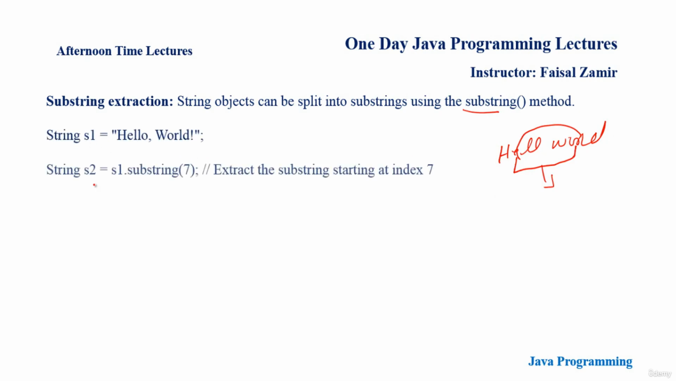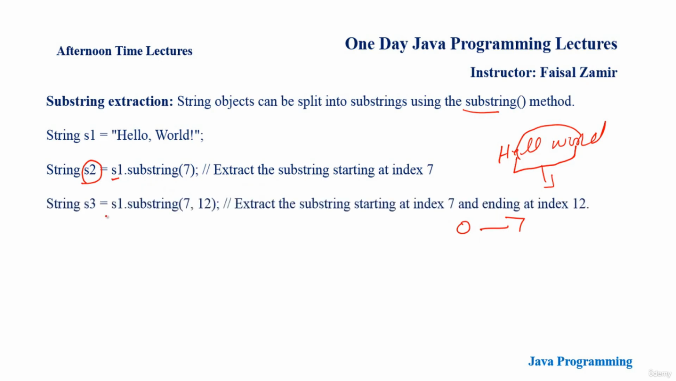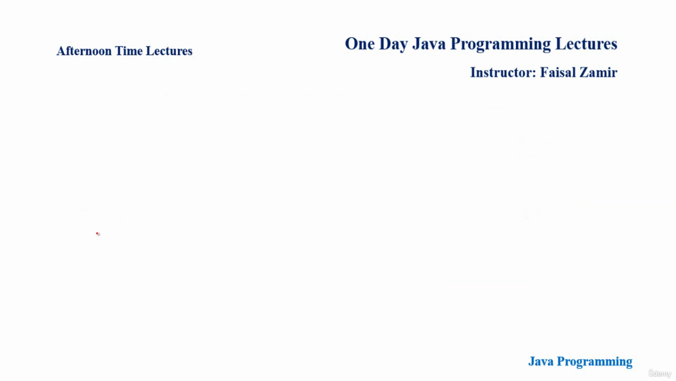So this is a main string. I want to get only 7 characters, from index 0 to 7. So it will return a string and store it in the s2 variable. So s1 means that I want to target s1. From s1 I want to take a substring, and from position 0 to 7 I want to get a string. In the second line you can see that in this case I want to access from position 7 to 12. I want to access that element and store it in the s3 variable.